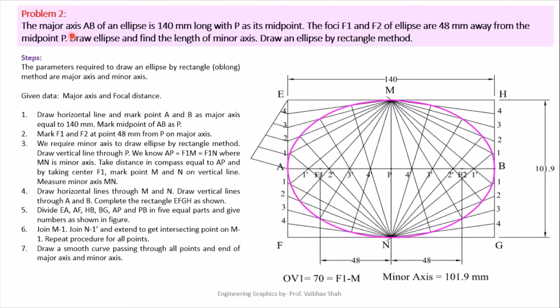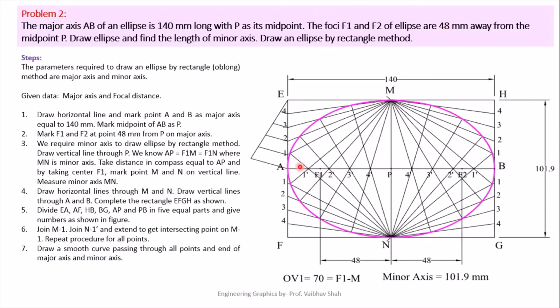Problem number 2. The major axis AB of an ellipse is 140 mm long with P as its midpoint. The foci F1 and F2 of the ellipse are 48 mm away from the midpoint P. Draw the ellipse and find the length of its minor axis. Draw the ellipse by rectangle method. So here the major axis of the ellipse is given as 140 mm and the foci distance from your midpoint is given.